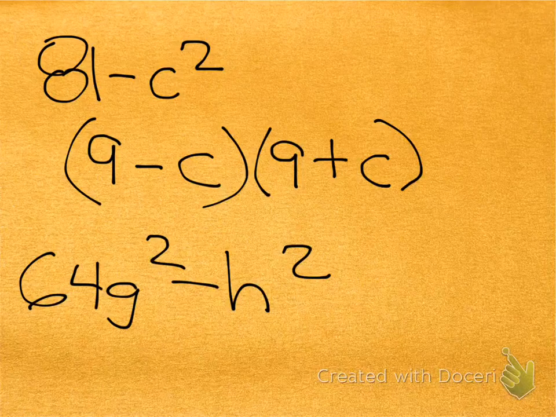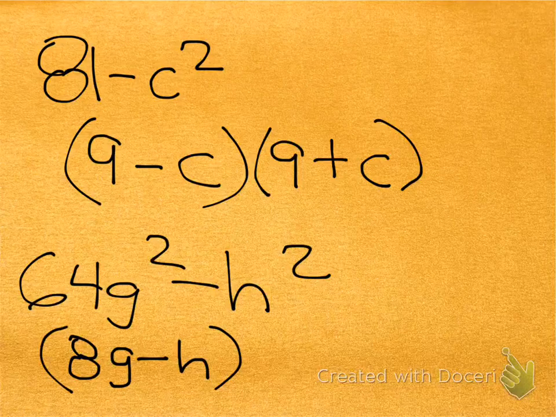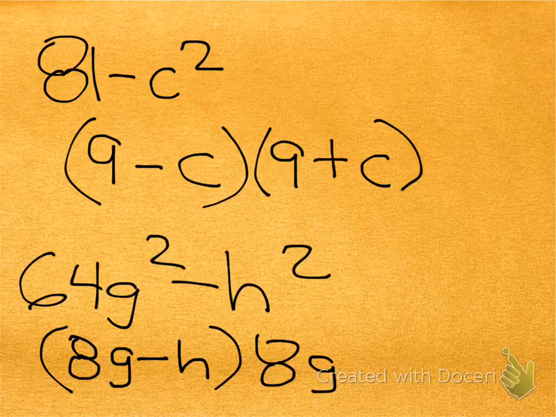Then we go to the next one. 64 is also a perfect square, which we could split up into 8, and both of the variables have squares with them, so we can split them up as well. So we could do 8g minus h and 8g plus h.